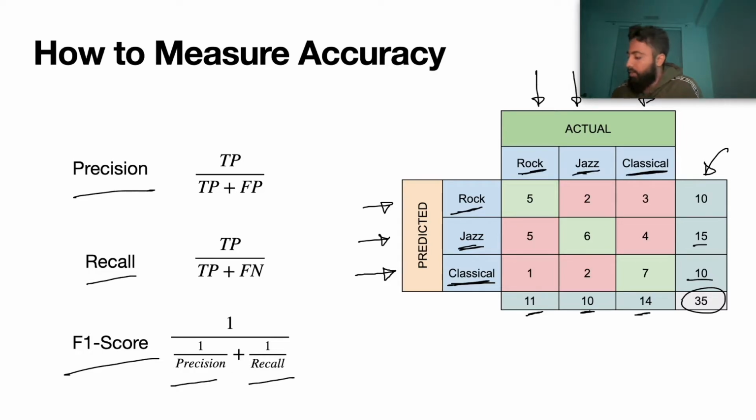Now the values in the diagonal, which are 5, 6, and 7, these are the actual values that our model predicted correctly. For the rest of the values that are not in the diagonal, that means our model made a mistake in classifying the example. In row 1 and column 2, our model incorrectly predicted two values as being rock when they were actually jazz. I hope that makes sense. You can see here also, it incorrectly thought that 3 examples were rock when they were actually classical.